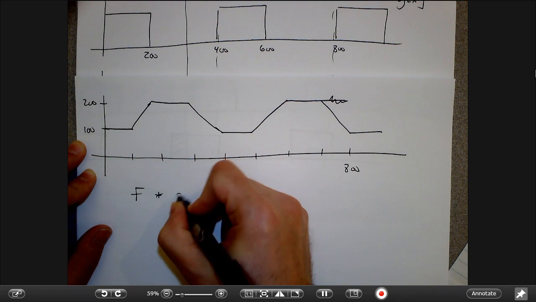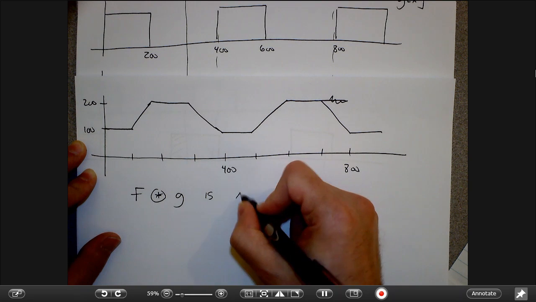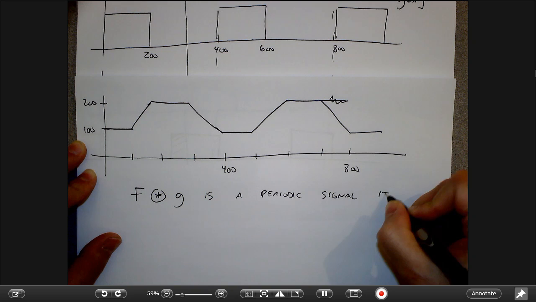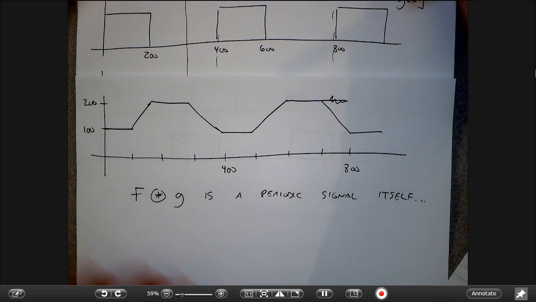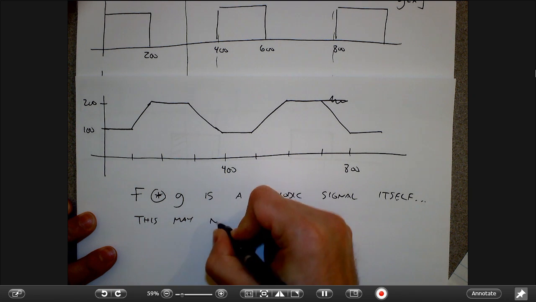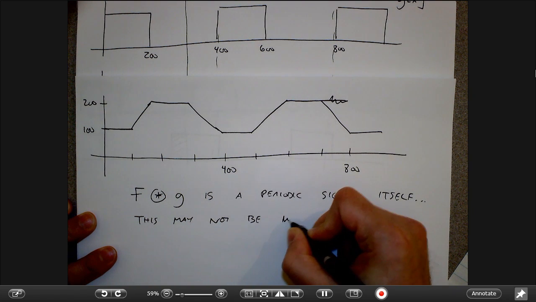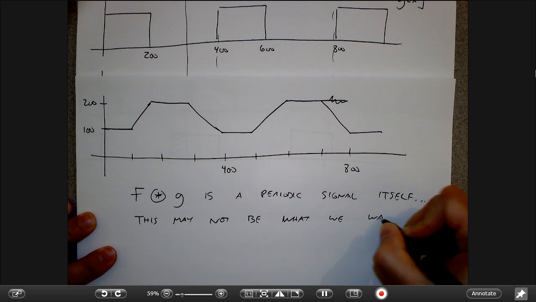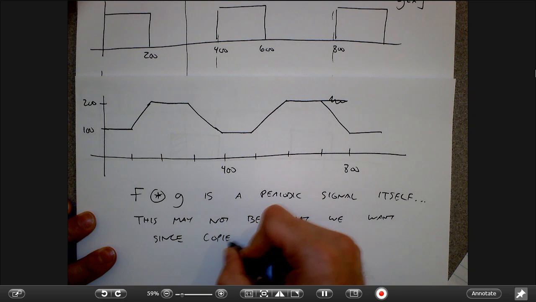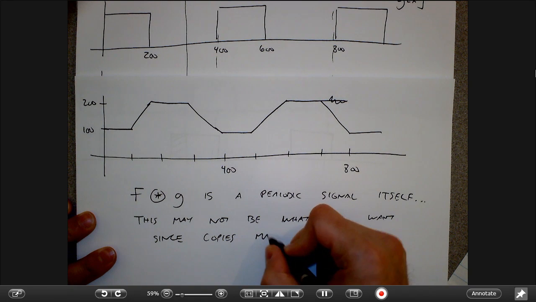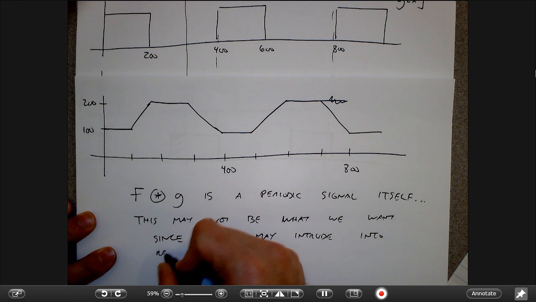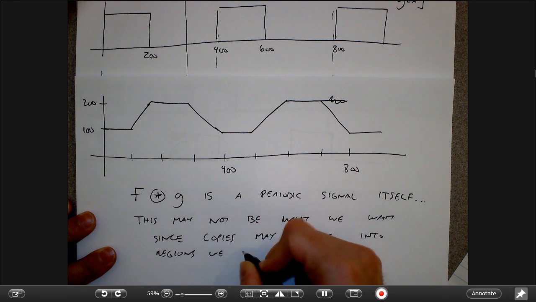So basically, f circularly convolved with g is a periodic signal itself. And the problem is that this may not be what you want, since copies may intrude into regions we don't want or we don't expect.